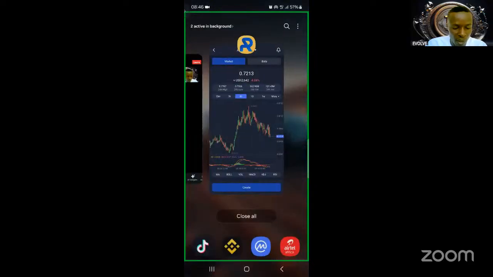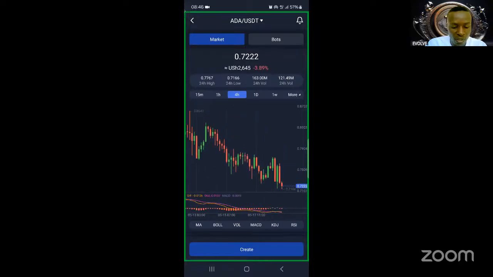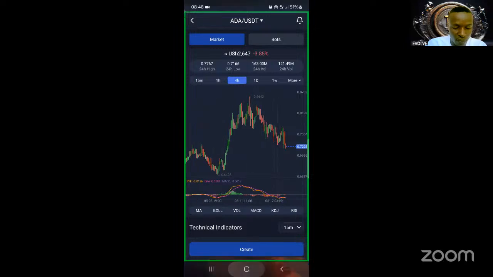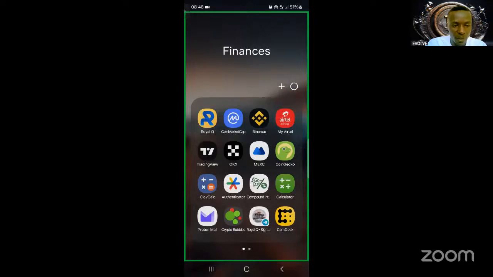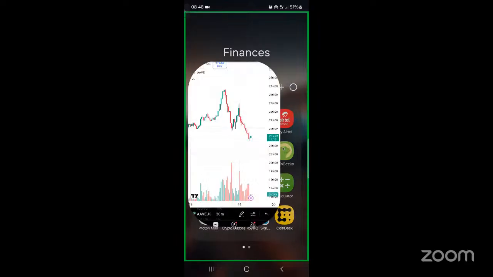The picture is going to come out easily for you when you are using TradingView. Okay? The TradingView. All right. Let's get on our TradingView.